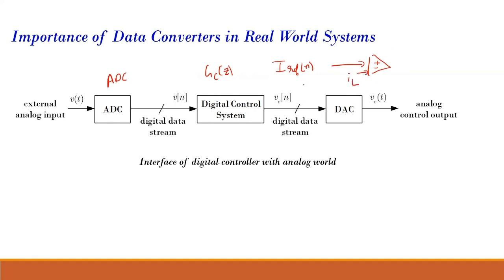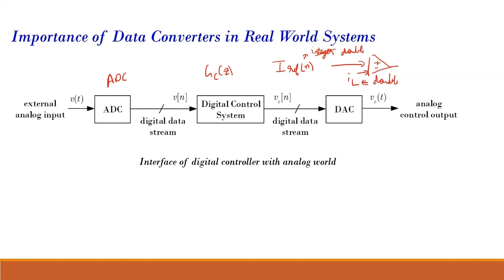Why? Because this I reference of N is just a number, and this IL of N also is a double data type. They are analog values, not actually digital values in MATLAB.